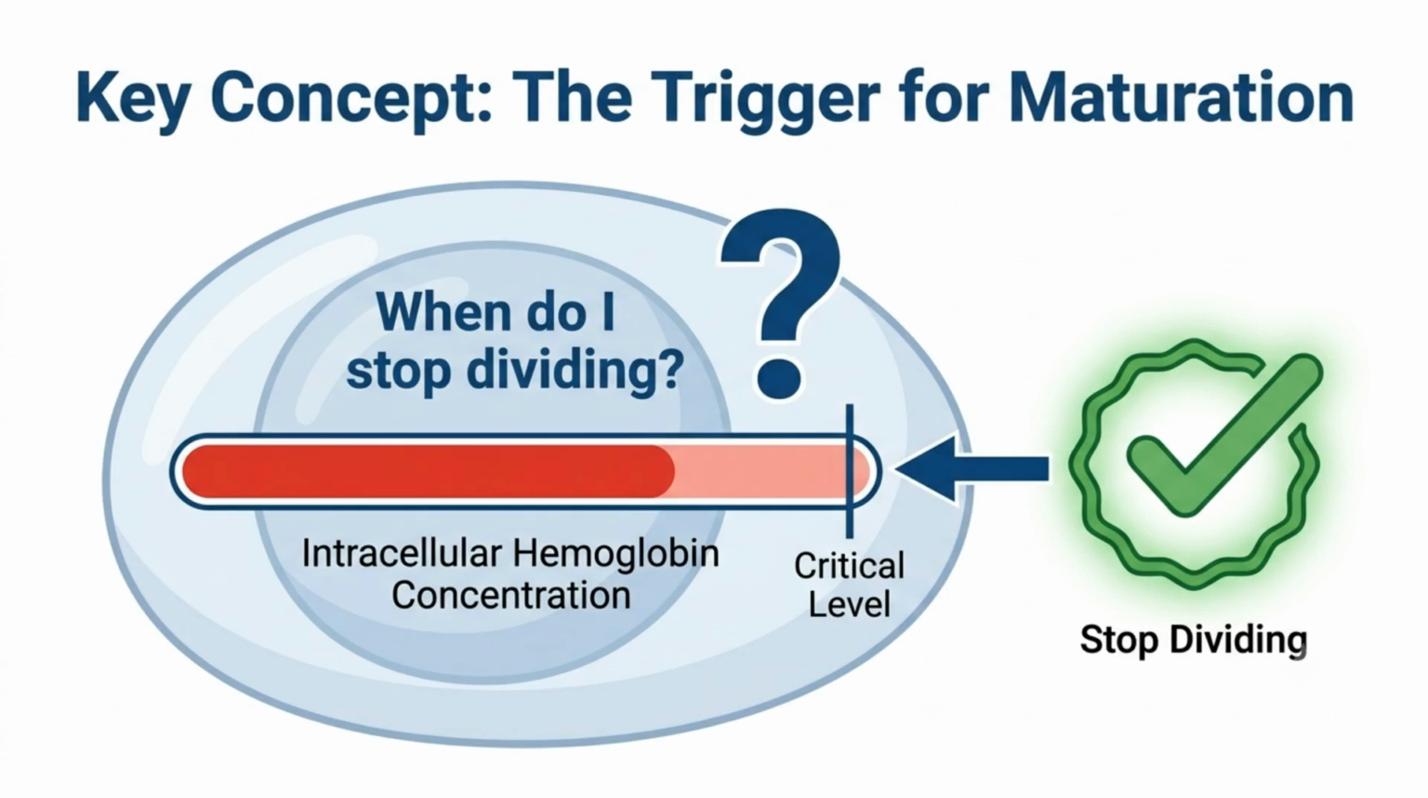Here's the most important concept to remember. Developing erythroblasts do not stop dividing based on their size. Instead, they stop dividing only after they reach a critical intracellular concentration of hemoglobin. This is a favorite concept in medical school examinations.